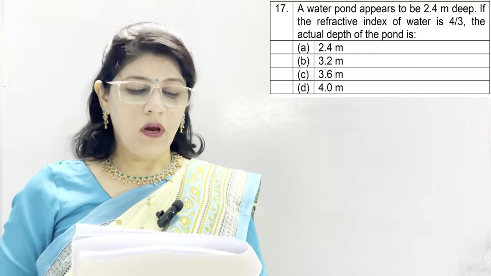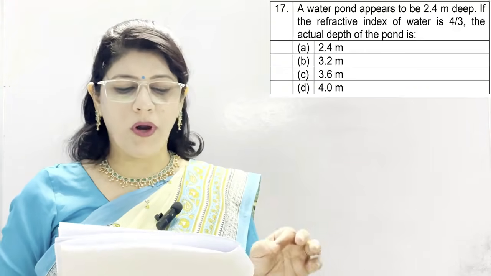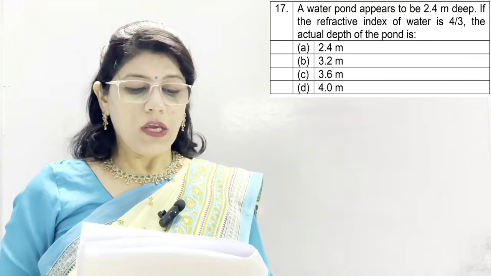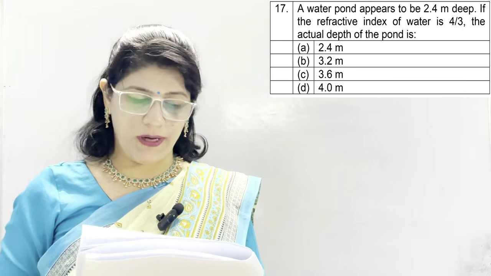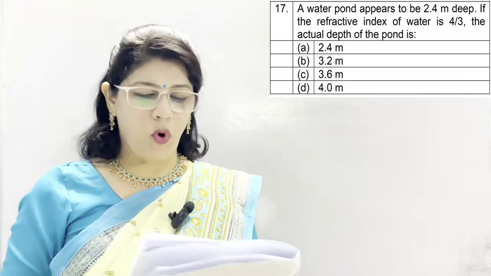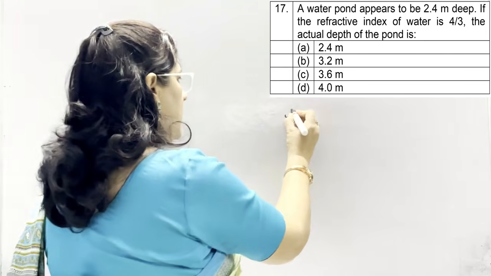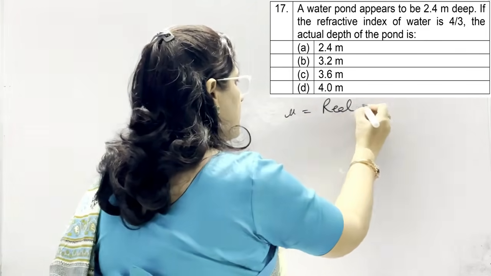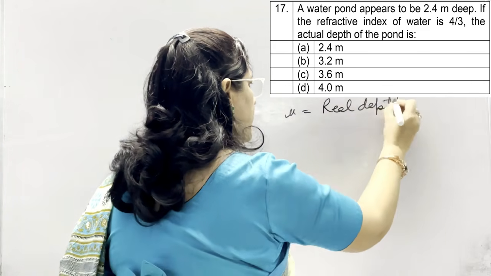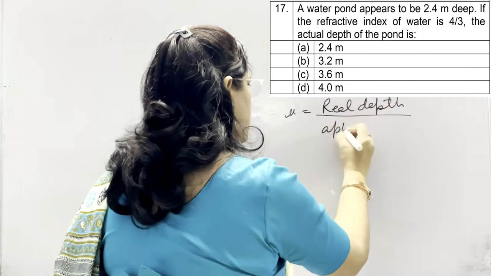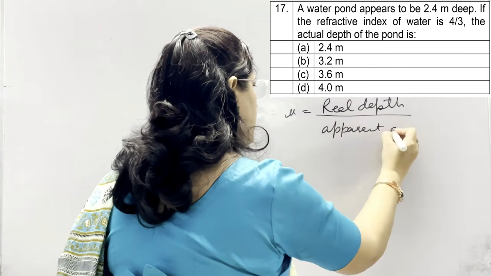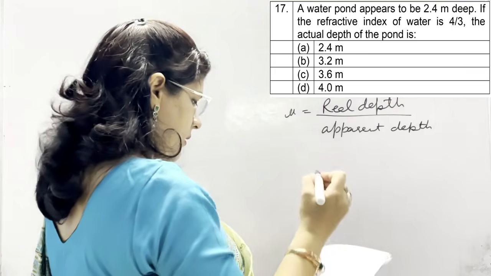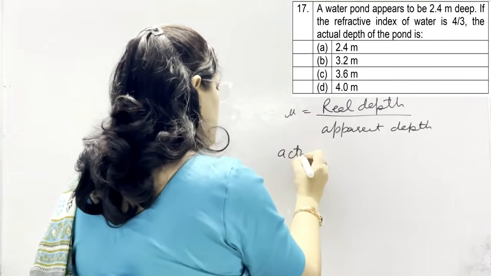Question number 17. A water pond appears to be 2.4 meter deep. It means the apparent depth is 2.4 meter. If the refractive index of water is 4 by 3, the actual depth of the pond is, we know the formula, refractive index mu is equal to real depth upon apparent depth. Here we need to find the real depth, or you can say actual depth.